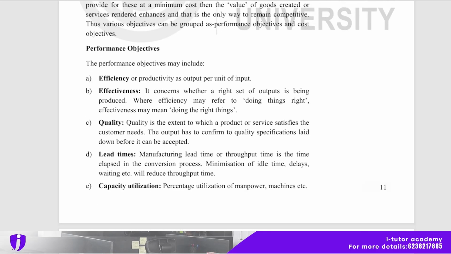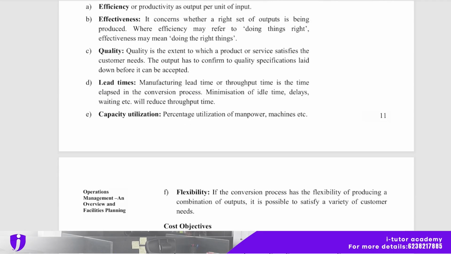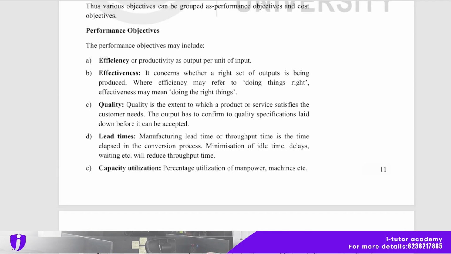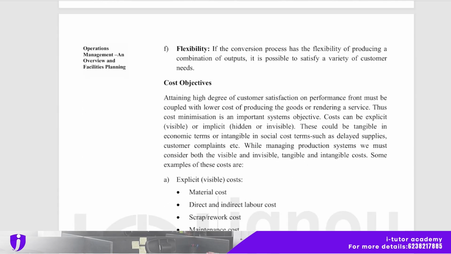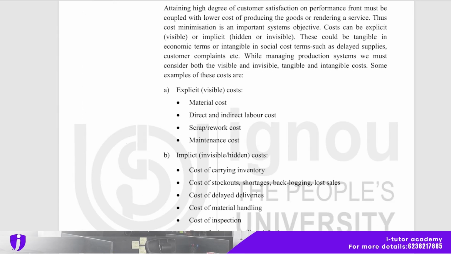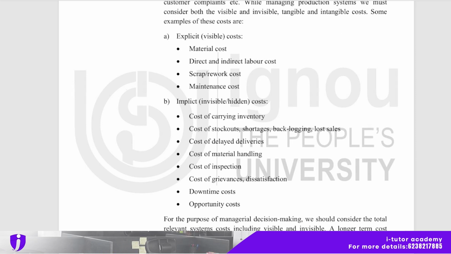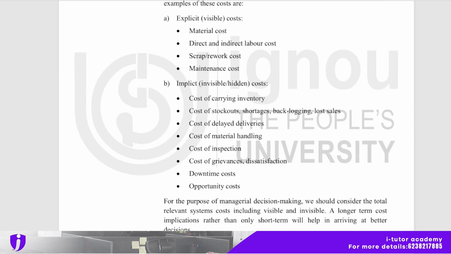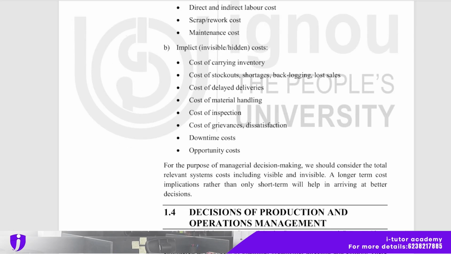Performance objective. The performance objectives may include efficiency, effectiveness, quality, lead time, capacity utilization and flexibility. These are the performance objectives. And the cost objectives are explicit cost. Under this there is material cost, direct and indirect labor cost, scrap or rework cost and maintenance. Implicit cost is cost of carrying inventory, cost of stock out, shortage, backlogging, lost sales, cost of delayed deliveries, cost of material handling, cost of inspection, cost of grievances or dissatisfaction, downtime cost, opportunity cost, etc.